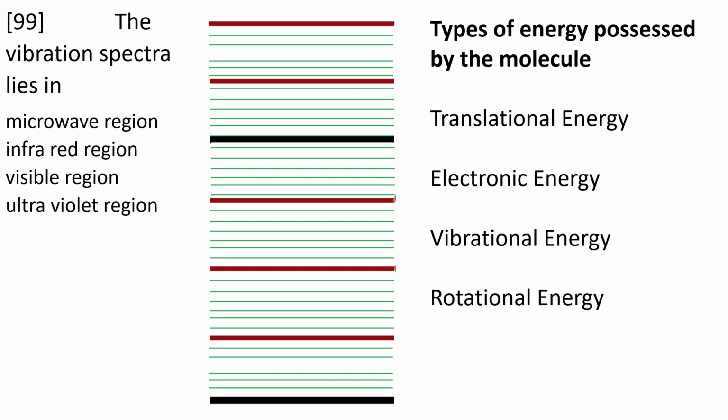The vibrational spectra lies in which of the following regions? The vibrational spectra deals with the energy possessed by the molecule. And the different types of energy possessed by the molecules are, first, translational energy. This is due to the motion of the molecule. This is nothing but the kinetic energy, and this is continuous energy, and it is not quantized. It is the only energy which is not quantized.